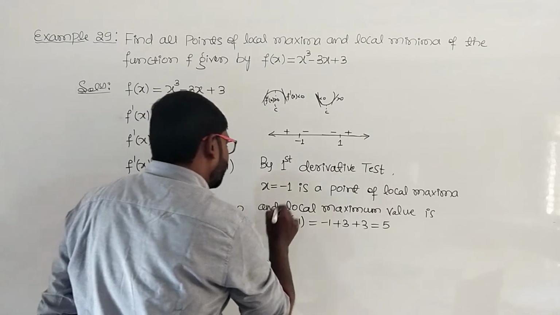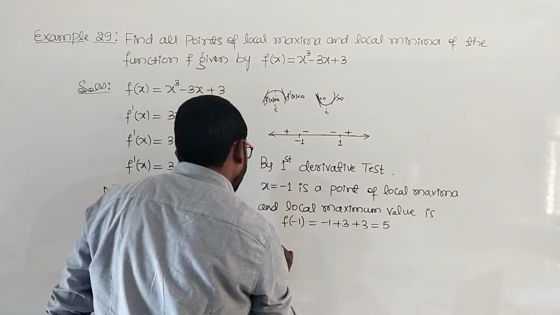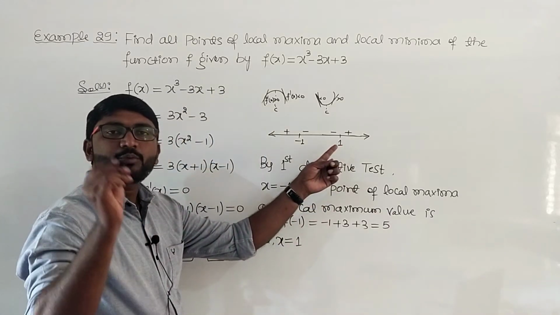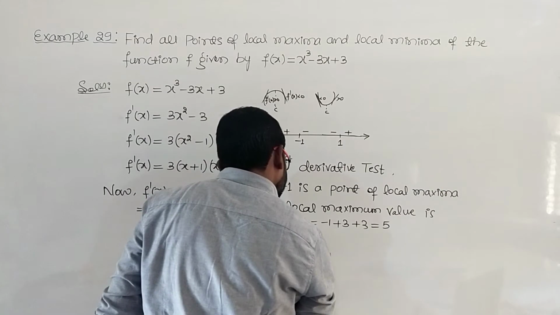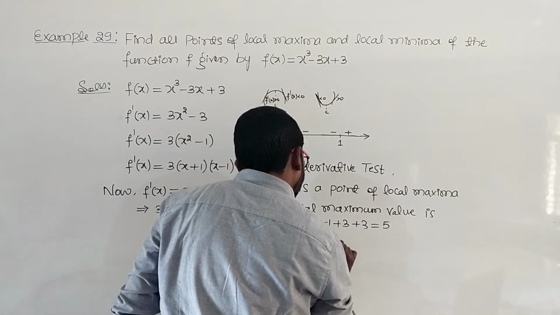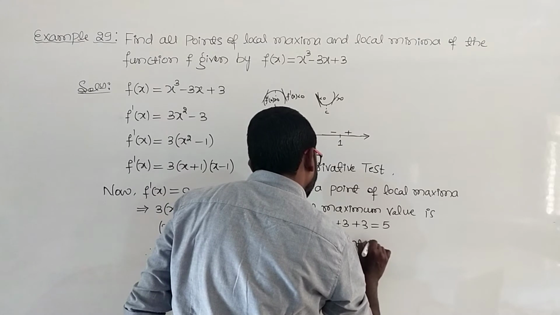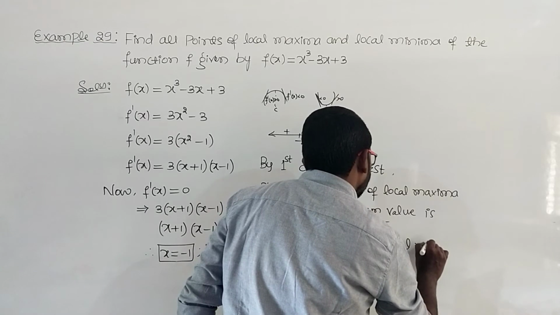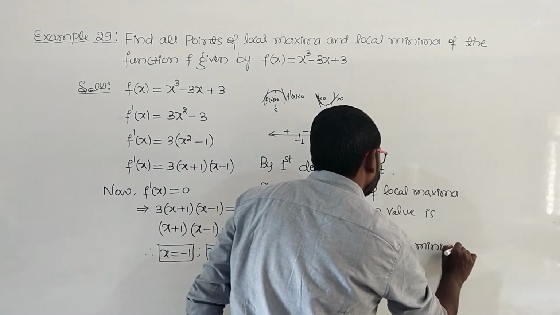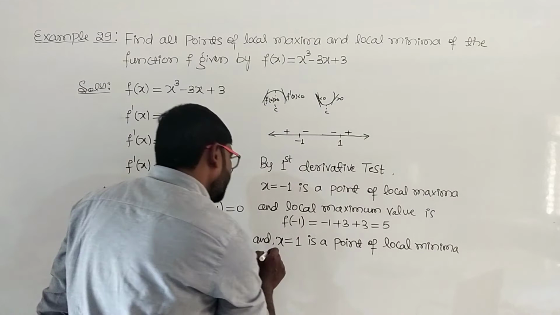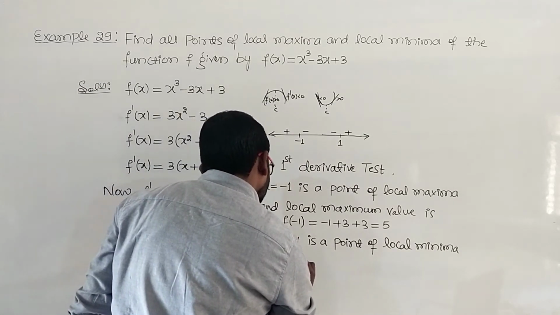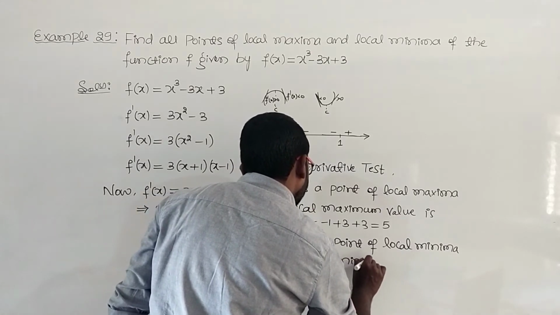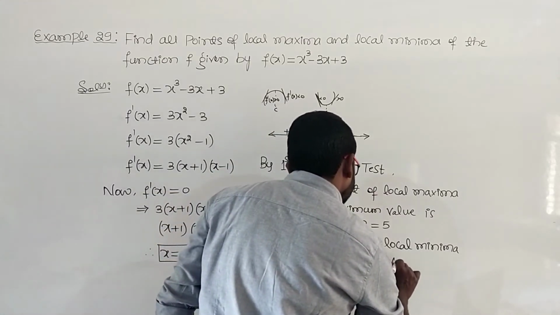Now we have to write another point. x equal to plus 1 is a point of local minima, and we need the local minimum value.